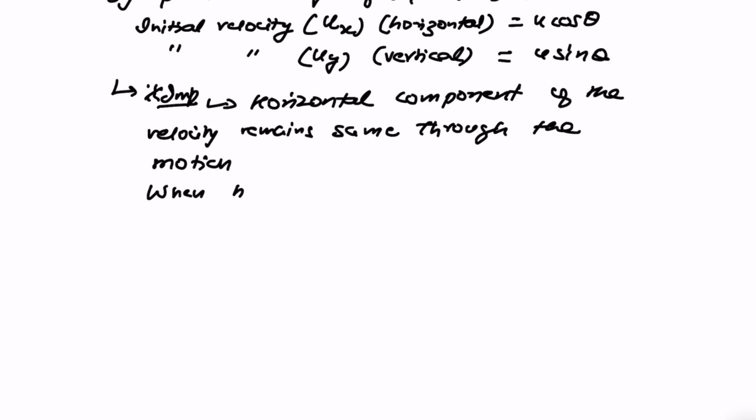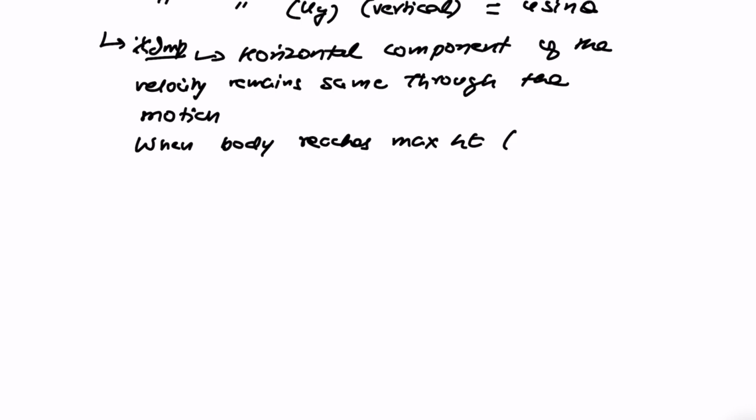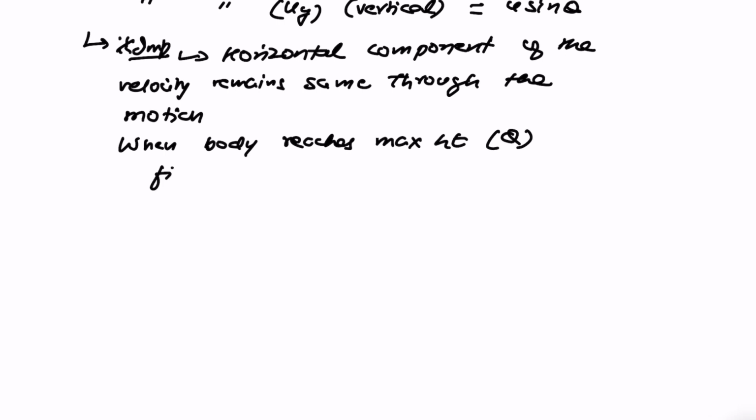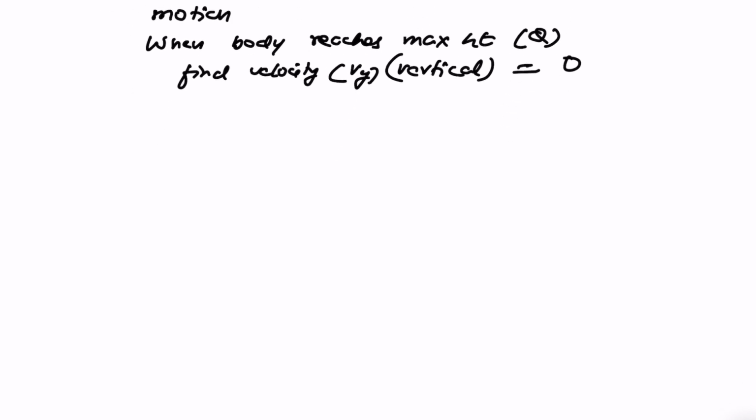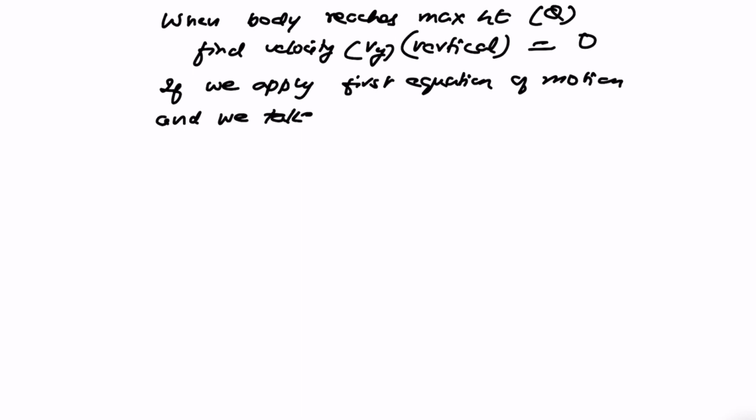And when the body reaches the maximum height, which in the diagram is Q, at that particular point the final velocity Vy, that is the vertical component of the velocity, will become 0. Now, if we apply the first equation of motion for this path, and we take the vertical motion.